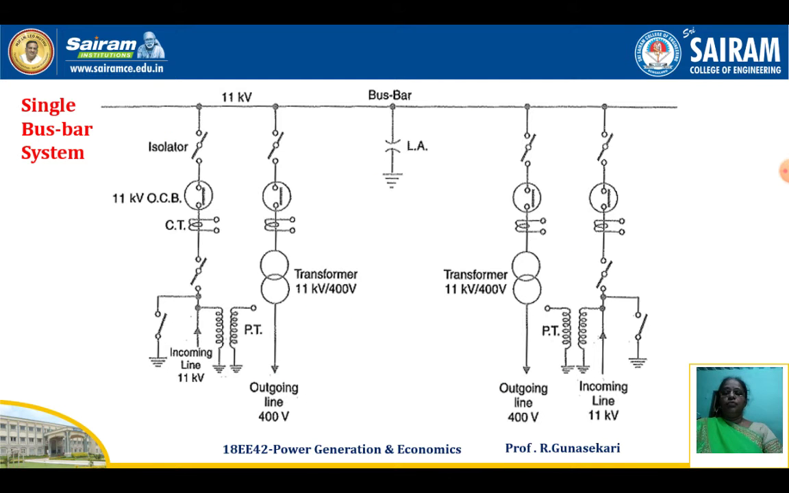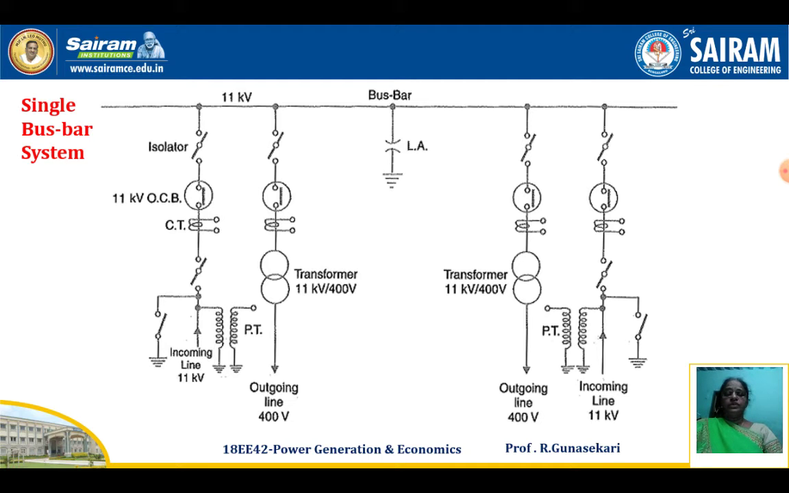Now we will study the single bus bar system in detail. This is the layout of the single bus bar system. In this case, the bus bar is 11 kV, and OCB means oil circuit breaker, CT means current transformer, the incoming line is 11 kV, PT means potential transformer, the transformer is 11 kV by 400 volt, that is a step down transformer, and the outgoing line is 400 volt. This is an 11 kV by 400 volt substation. I take this as the example for the single bus bar system.